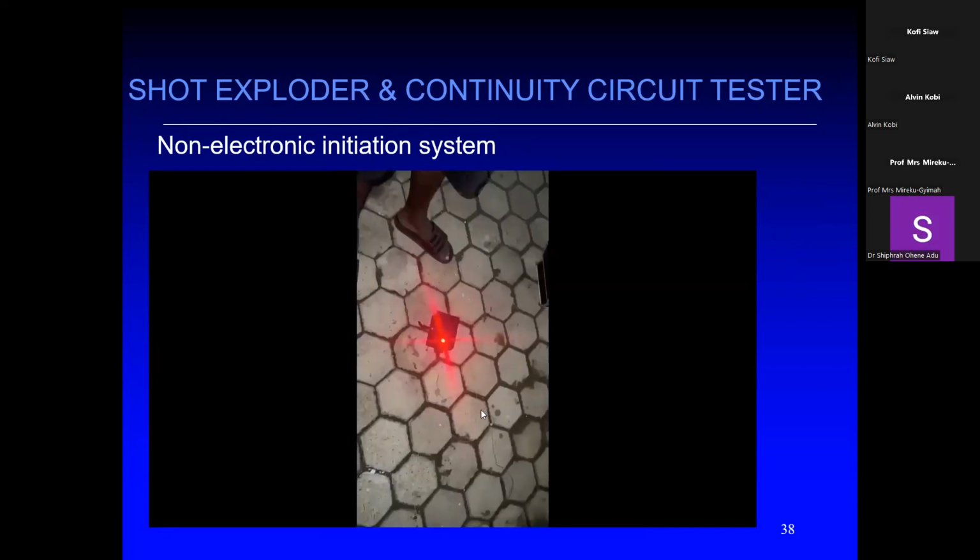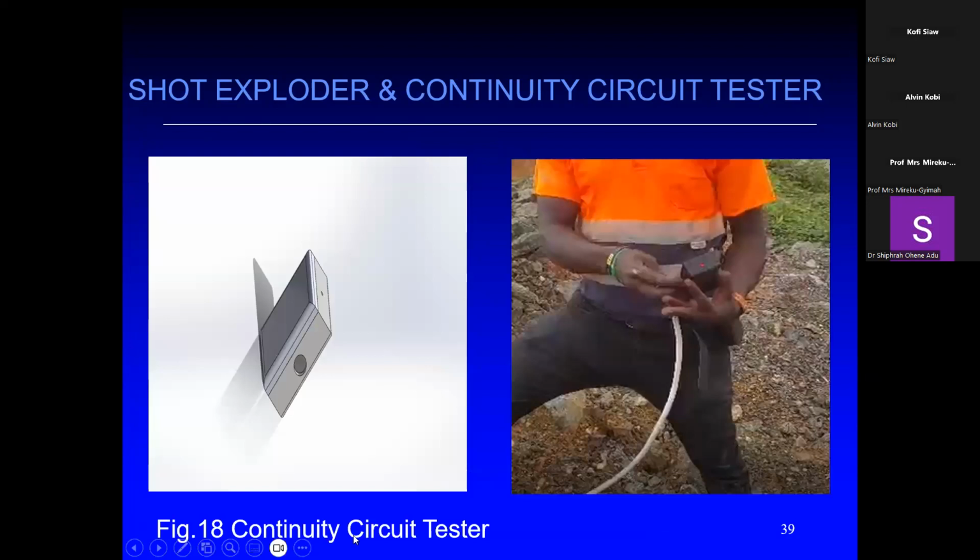So now you can see this is our continuity circuit tester. Usually in a surface mine, we have the connectors. If they connect all the holes, we need to test for continuity. So this is the device that is here. This is the device you'll be able to produce, which was used in the mine for circuit testing.